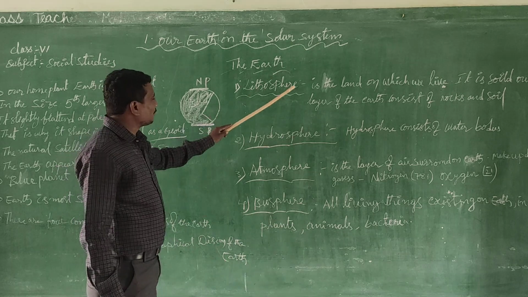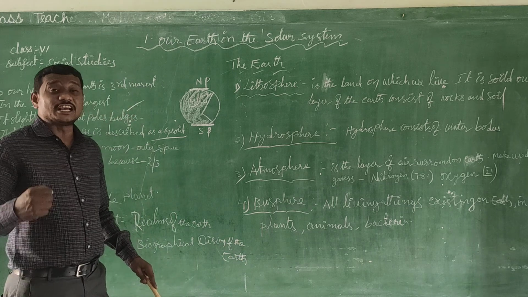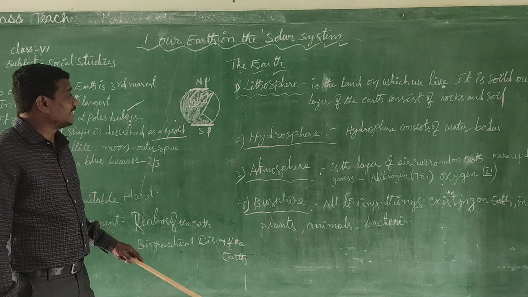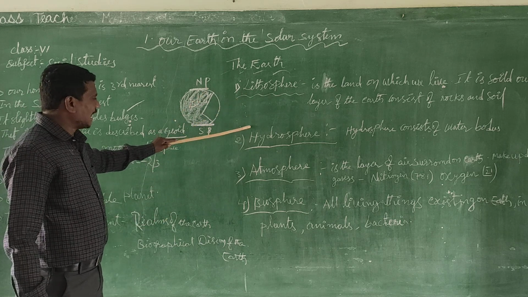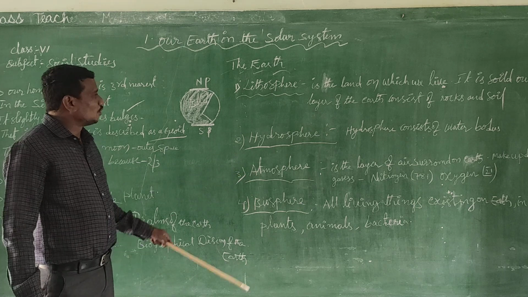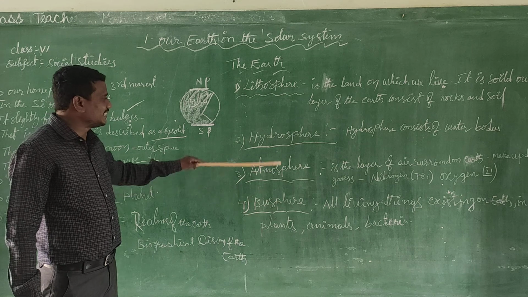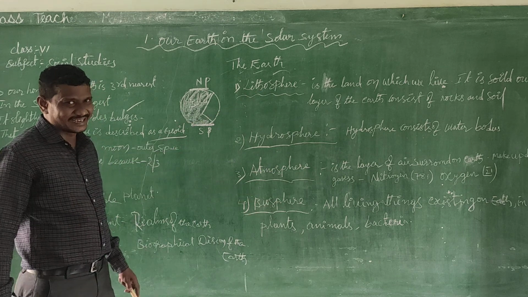These are the four important rings of the earth. The rings mean geographical divisions of the earth. The earth is divided into four geographical divisions: the lithosphere, hydrosphere, atmosphere and biosphere. So again we have discussed the full information about these four spheres for the higher classes.